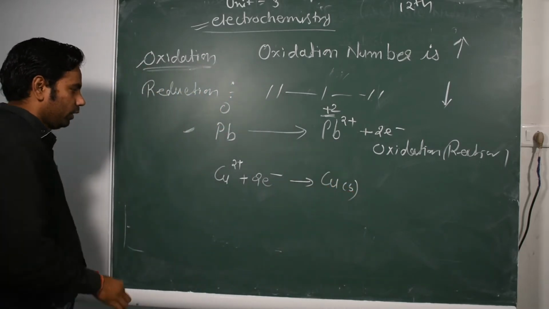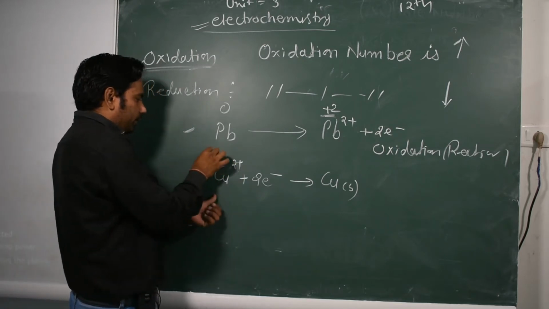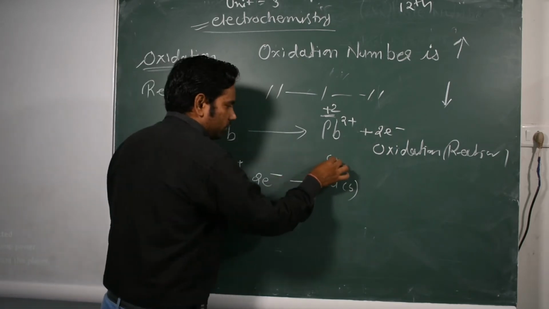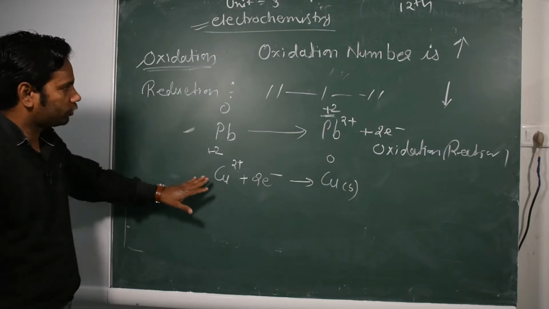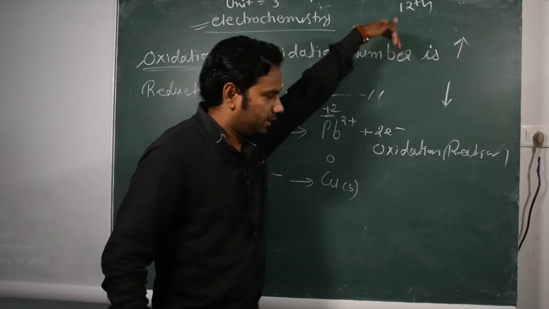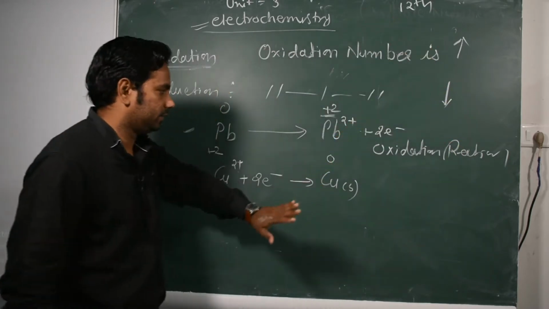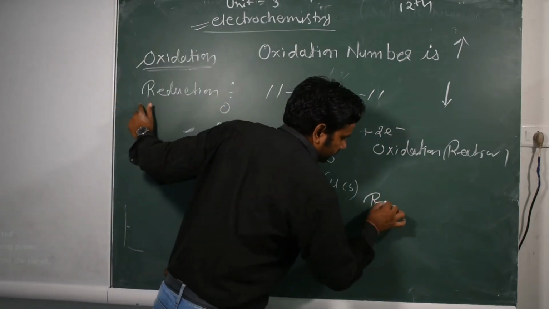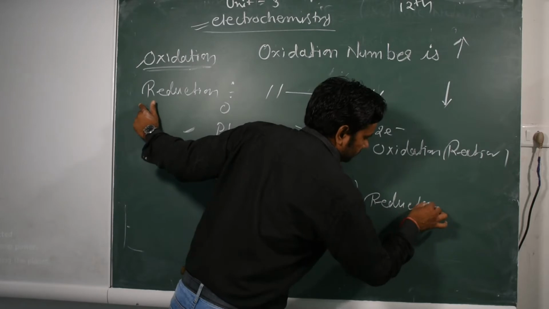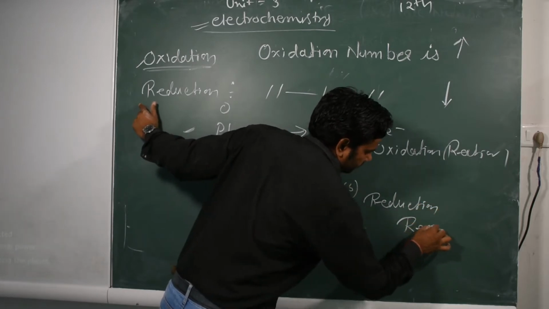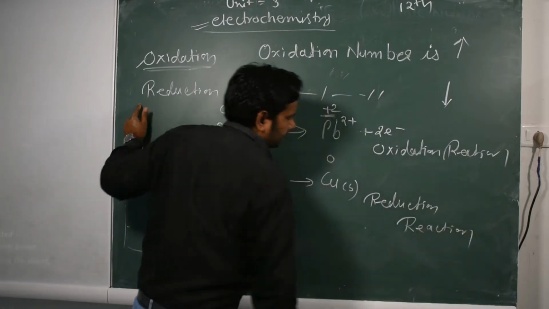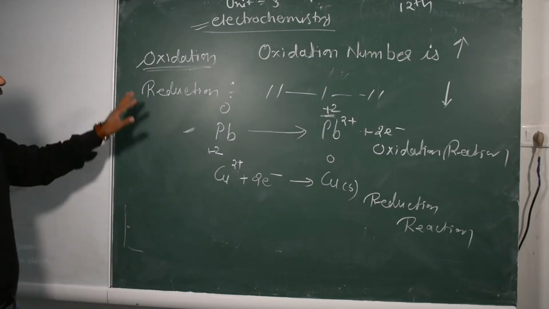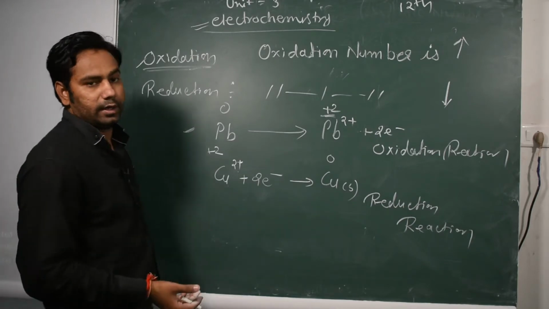Then reduction. Suppose here copper 2 plus ions accept 2 electrons, then convert into solid Cu. The oxidation number was plus 2, and now it is 0. It means the oxidation number decreased, so this reaction is called a reduction reaction. I think you are clear what oxidation is and what reduction is.